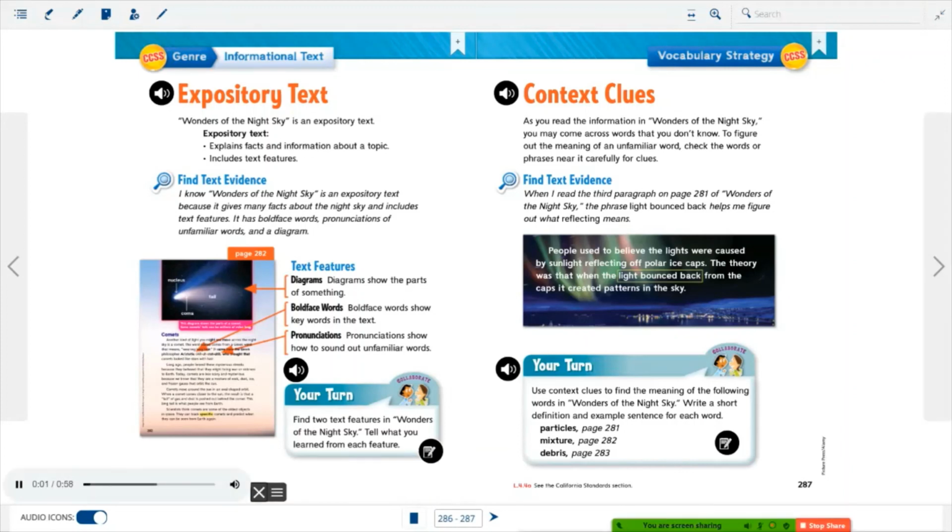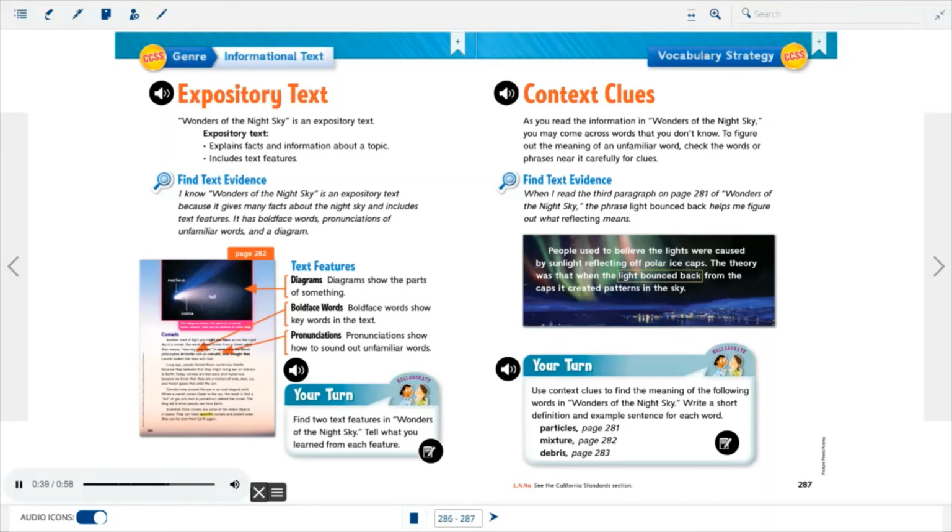Expository text. Wonders of the Night Sky is an expository text. Expository text explains facts and information about a topic. Includes text features. Find text evidence. I know Wonders of the Night Sky is an expository text because it gives many facts about the night sky and includes text features. It has boldface words, pronunciations of unfamiliar words, and a diagram.